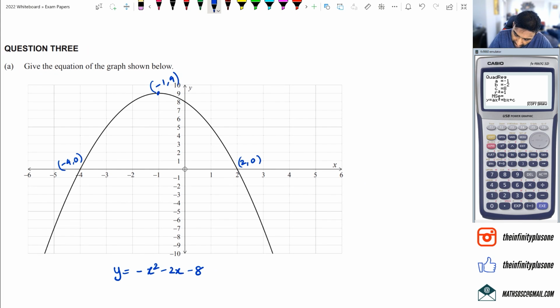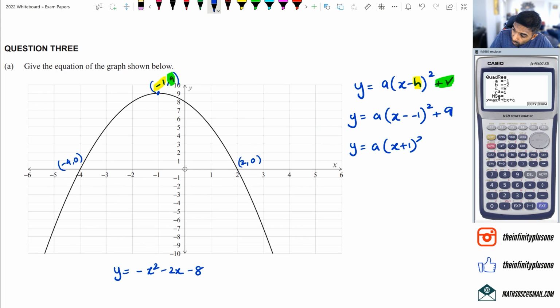So without the graphics calculator, I'm going to write my vertex form, which is a(x minus h) squared plus v. So the h value is this one right there, which is -1, and the v happens to be +9. So I can rewrite this as a(x minus -1) squared plus 9. So I'm going to get y equals a(x plus 1) squared plus 9. So to figure out the a value, I need to substitute 1 point. Could be 2, 0 or -4, 0. Doesn't really matter. I'm going to use 2, 0.